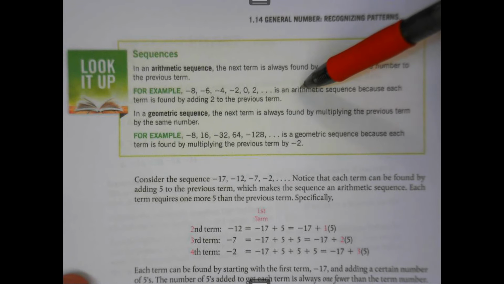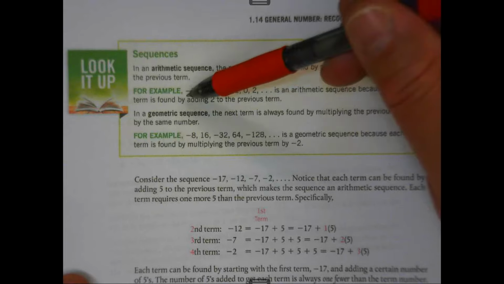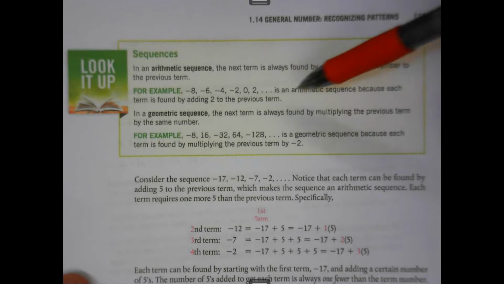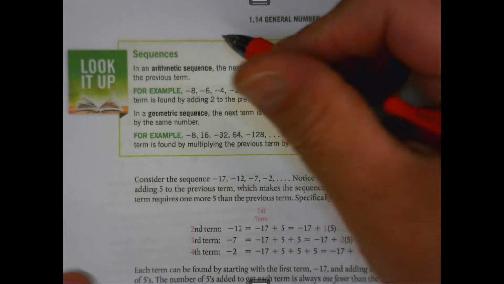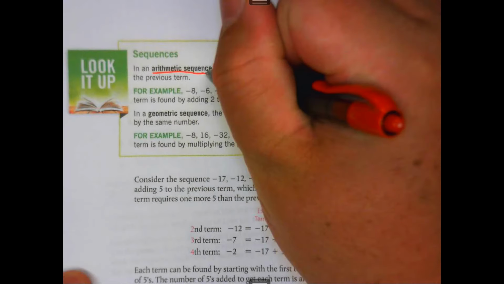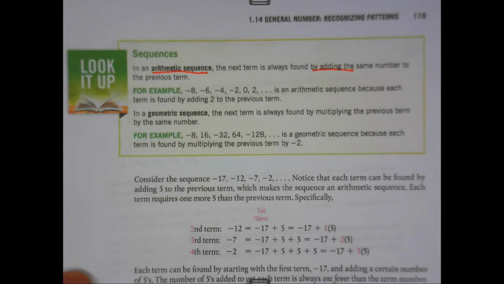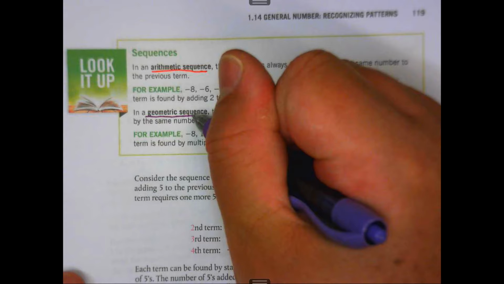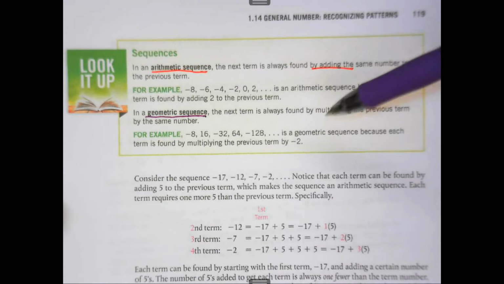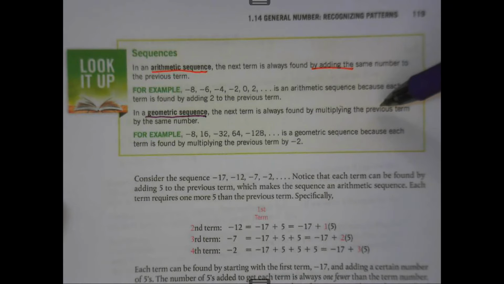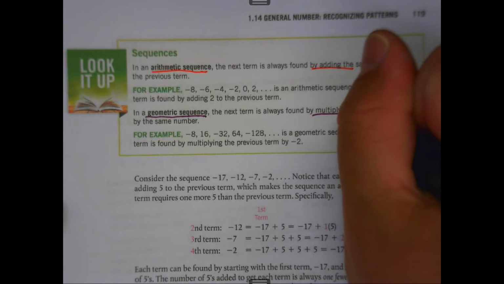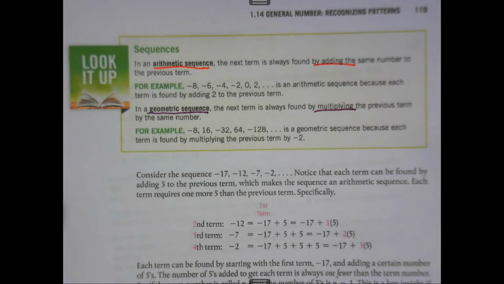Geometric sequence, you're going to be multiplying the previous term. Don't forget, you can multiply by fractions, and when you do that, a lot of people think of it as division. For example, -8, 16, -32, so on and so forth. You're multiplying the previous one by -2.